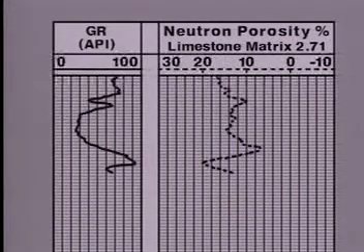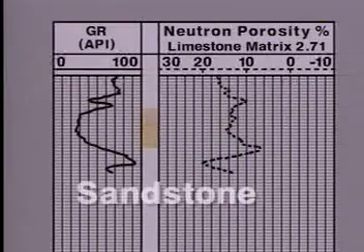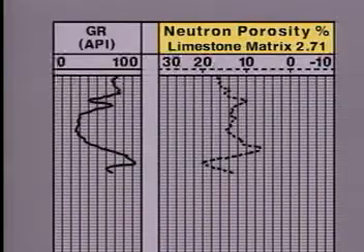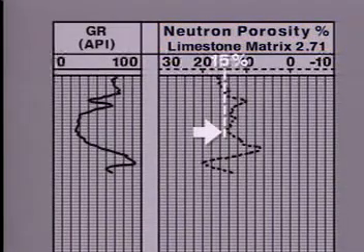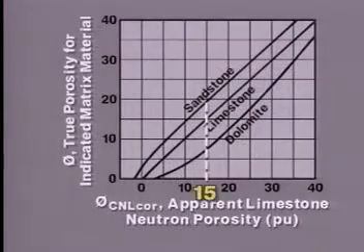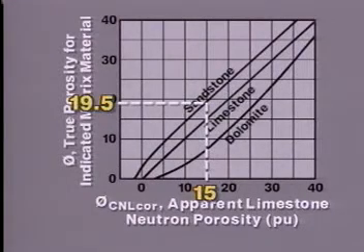Let's look at a compensated neutron log run over an interval that we have determined from other data to be sandstone. First, we note that the log is scaled for a limestone matrix. We therefore cannot read porosity directly from the log, and we must use a chart. Here, our curve reads 15% apparent limestone neutron porosity. On our chart, we go up from 15% on the apparent porosity scale until we intersect the sandstone line, then across to find the true neutron porosity for sandstone, which in this case is about 19.5%.